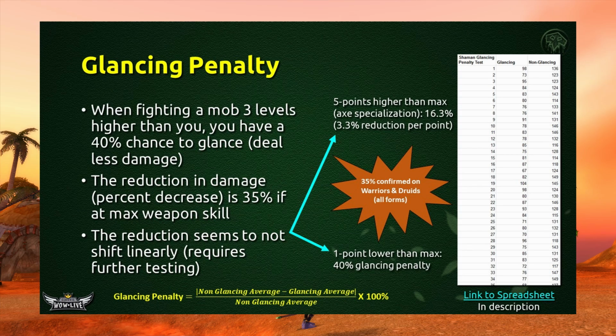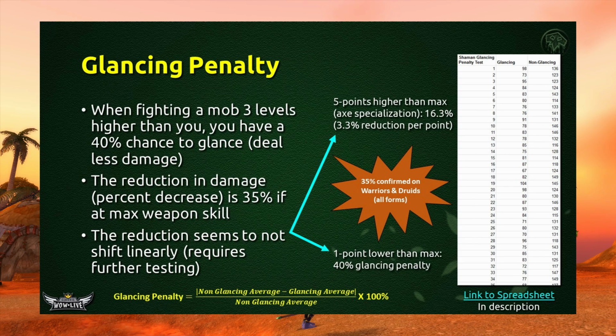You may or may not know that when you're fighting a mob higher level than you, and we're going to use a mob 3 levels higher than you for this example, you have a 40% chance to glance or deal less damage. Now that chance drops the smaller the difference in level between you and the target you're fighting. But we use 3 levels here because the bosses are 3 levels higher than you. This is the most relevant reason why we need to know glancing penalties. This only comes into effect when you're meleeing.